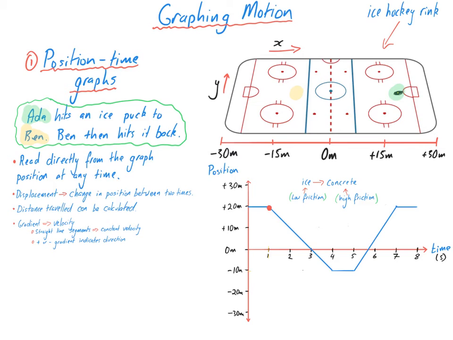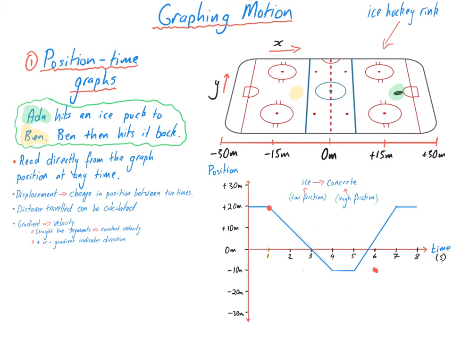Let's assume the puck is still hit at the same time. Then in the high friction scenario, if it does get to Ben in the same position, it's going to take a longer time because the puck is going to slow down. So perhaps our puck won't make it until the 6 seconds.